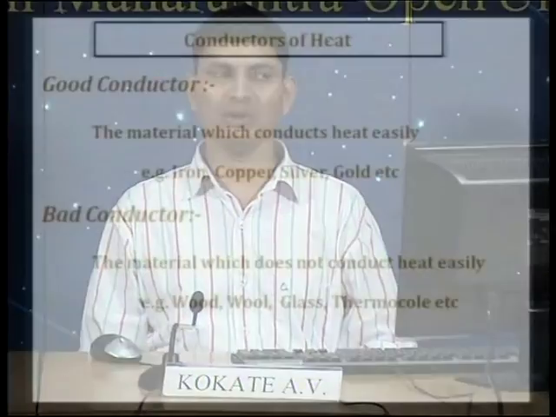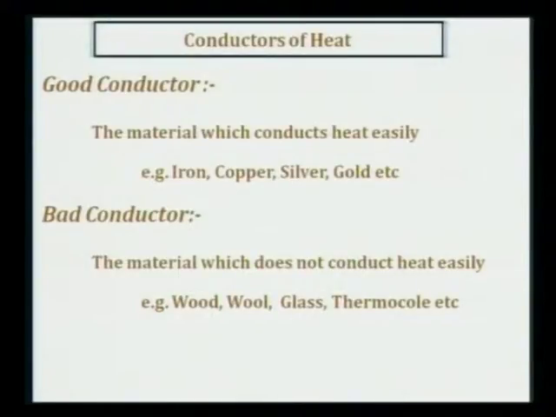Now after the modes of transmission of heat, we come to the conductors of heat. What do we mean by good conductors of heat and bad conductors of heat? Good conductors: the material or body which conducts heat easily from one region to another is called a good conductor. For example, iron, copper, silver, gold, etc. All these are good conductors of heat.